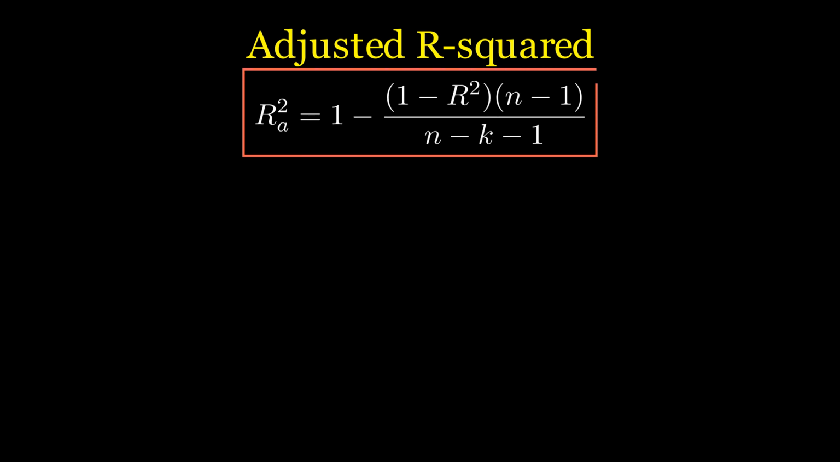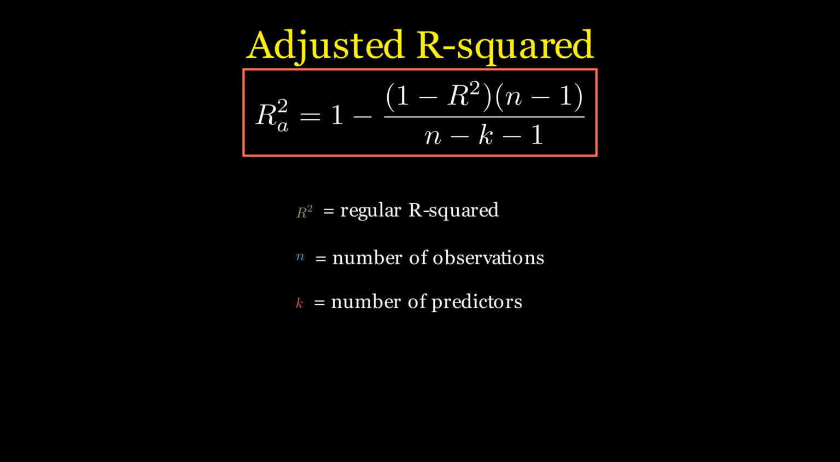Now, let's explore adjusted R squared, a modified version of R squared that accounts for the number of predictors in the model. Adjusted R squared is calculated using the following formula. In this formula, R squared is the regular R squared, n is the number of observations, and k is the number of predictors in the model.